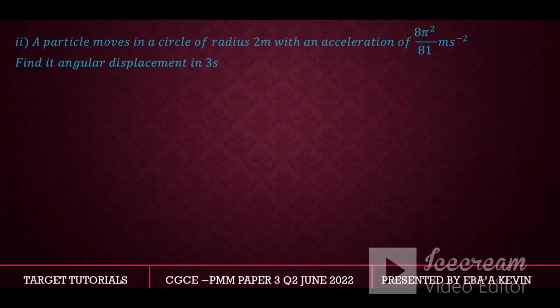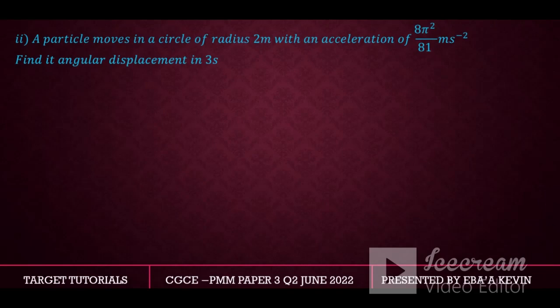Actually, let us move into Romans 2, that is question 2. Question 2, Romans 2: a particle moves in a circle of radius 2 meters with an acceleration of 8 pi squared divided by 81 meters per second squared. Find its angular displacement in 3 seconds.